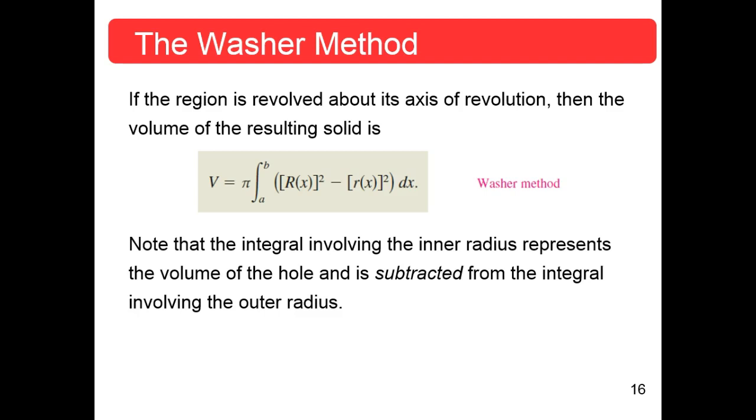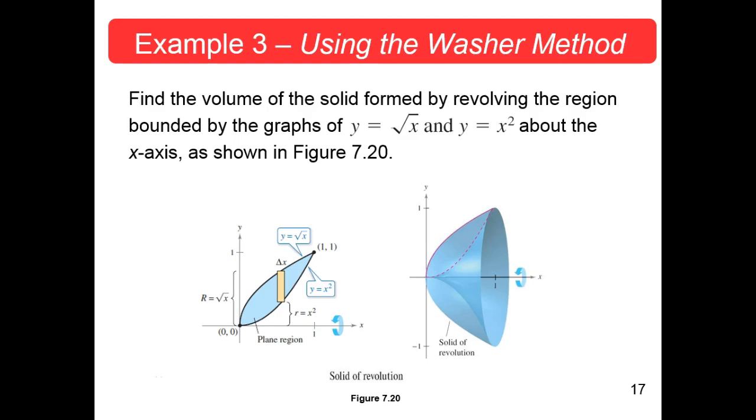Notice that the integral involving the inner radius represents the volume of the hole subtracted from the volume of the outer radius, which is the disk that was on the outer part. And that's how I usually think of it. I don't usually think of memorizing the formula, but just think the outer disk minus the inner hole, the volumes of those. Okay? So here's example 3.